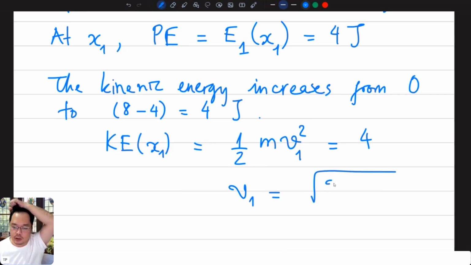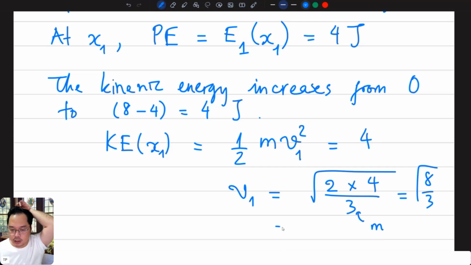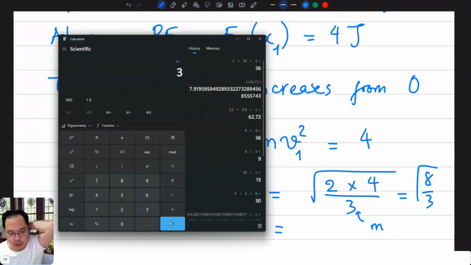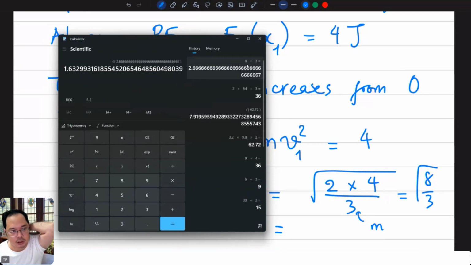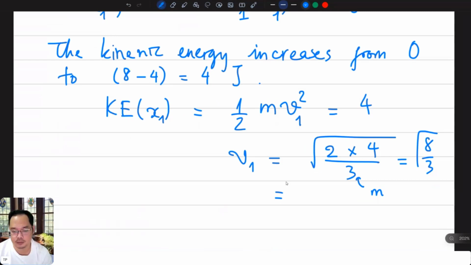V1 is the square root of 2 times 4, divided by the mass 3 kilograms. Square root of 8 over 3. So we can take a close value, rounded, 1.63 meters per second. Okay, 1.63 meters per second. That's it.